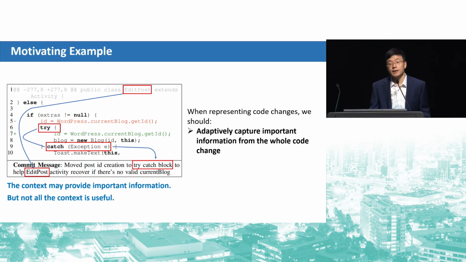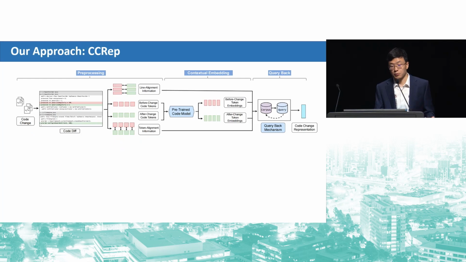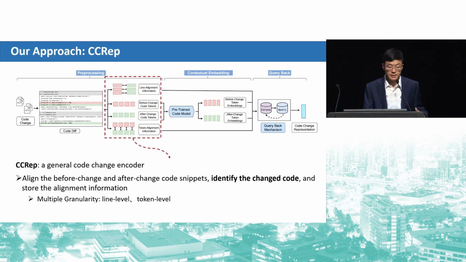Based on these ideas, we propose a novel approach named CCRep. This is its framework. We can regard CCRep as a general code change encoder. It first uses diff tools to align the before-change and after-change code snippets, so we can identify the changed code fragments either at the line level or at the token level. And we will store this alignment information for further stages.